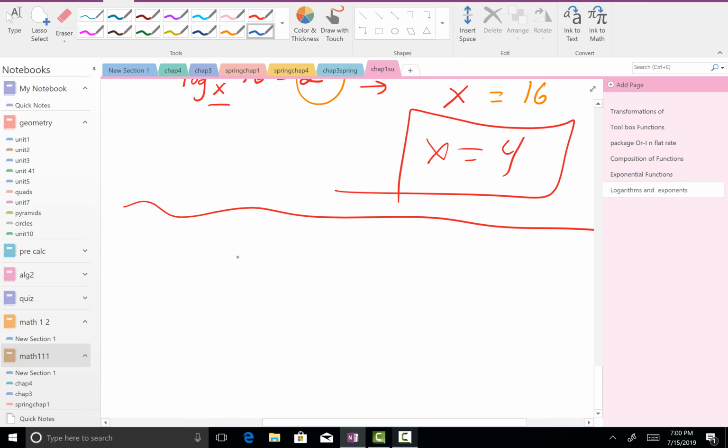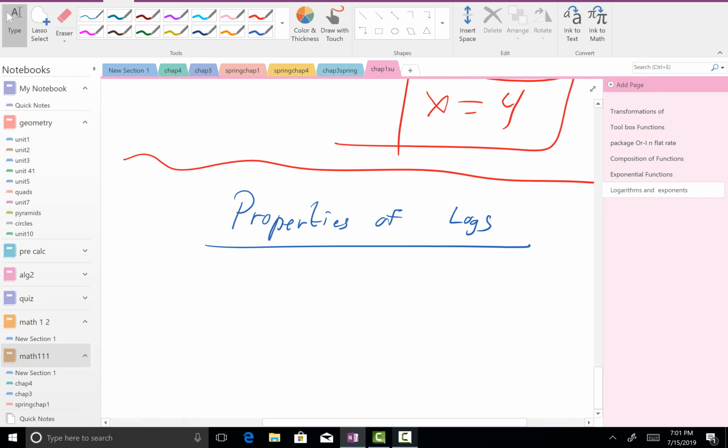4.5. Properties of logarithms. Last week, I said, let's do some properties of exponents. We'll mention it because it's related to the properties of logarithms. So just a quick review of those. If we have a to the m times a to the n, that was a to the m plus n. That was our first one.